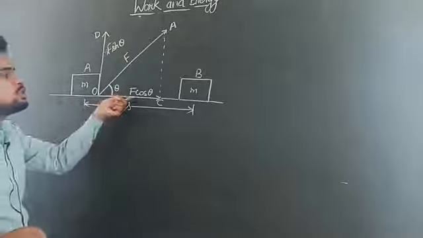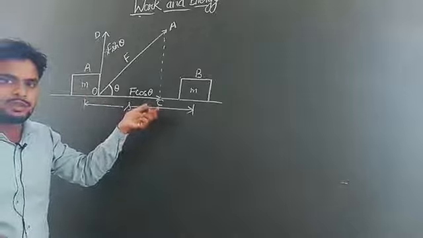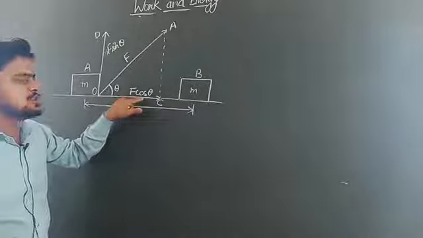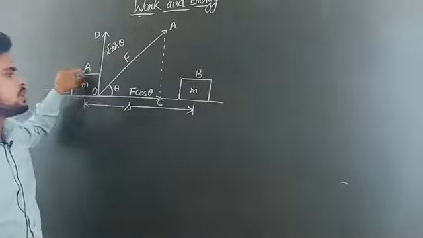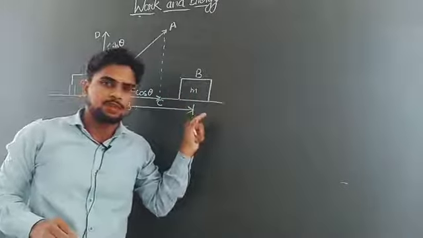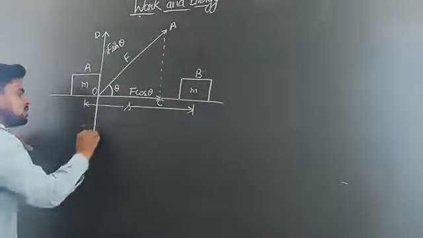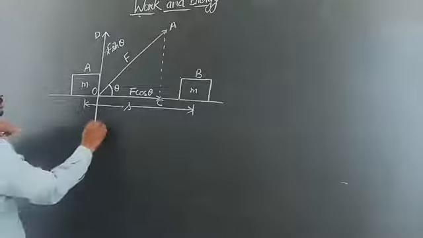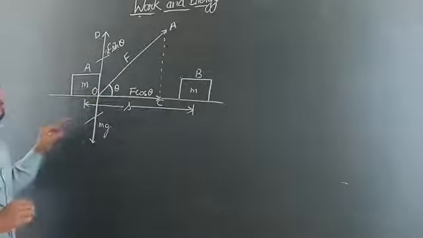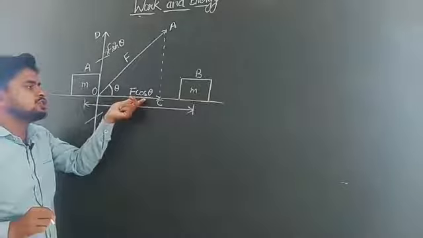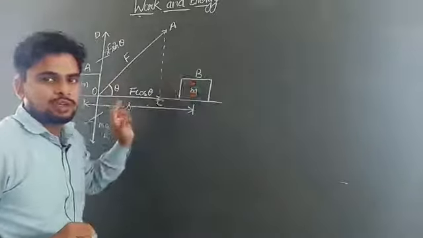So which force is responsible for displacing this wooden block? It is obvious the force F cos theta is responsible, due to which the object is displaced from the point A to the point B. And this vertical component F sin theta balances the weight of the object, which is equal to mg. So mg and F sin theta will cancel out each other. But this force F cos theta displaces the object from position A to position B. So I hope it is clear.